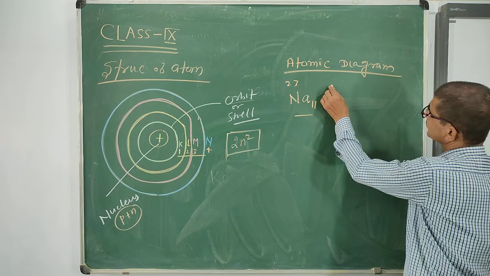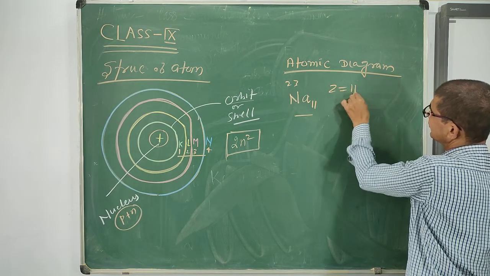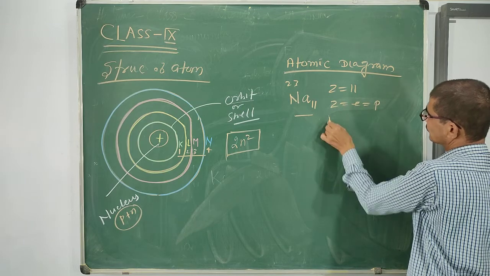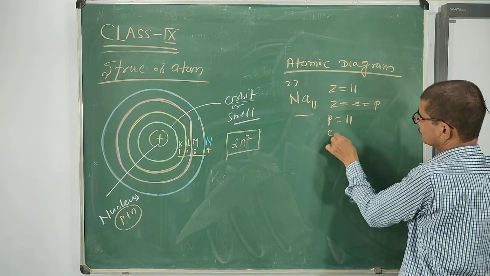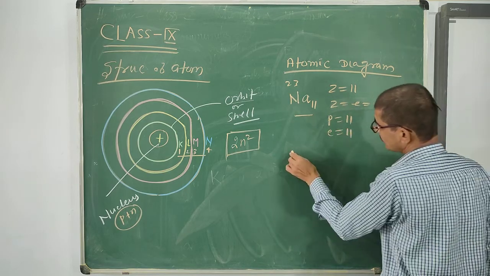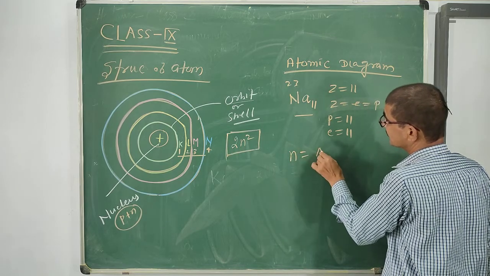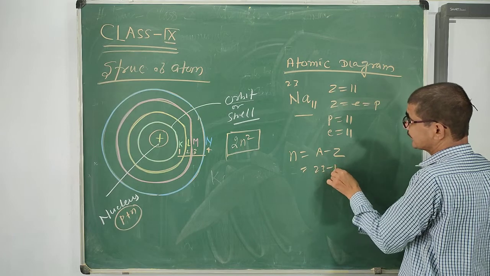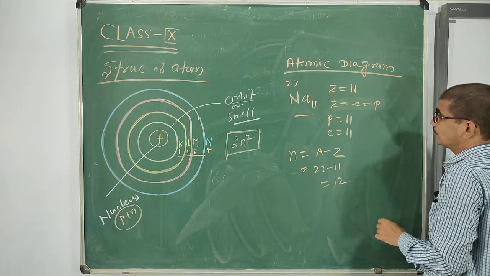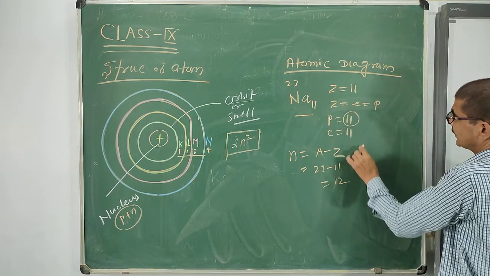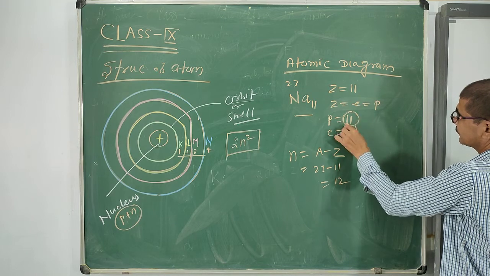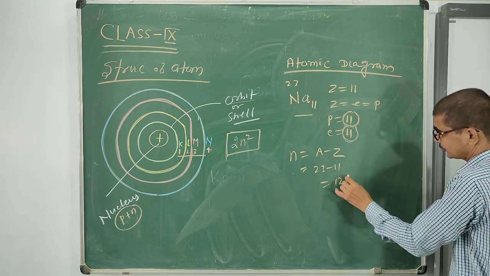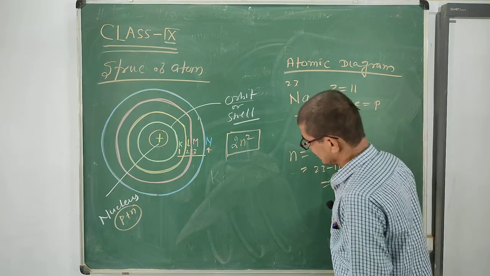So, proton: atomic number is 11. It is a neutral atom, so Z equal to E equal to P. So, proton is also 11. Electron is also 11. Now, neutron equal to mass number minus atomic number. Mass number is 23, so 23 minus 11 equal to 12. So, the number of neutrons is 12, number of electrons is 11. Proton is 11, electron is 11, and neutron is 12.